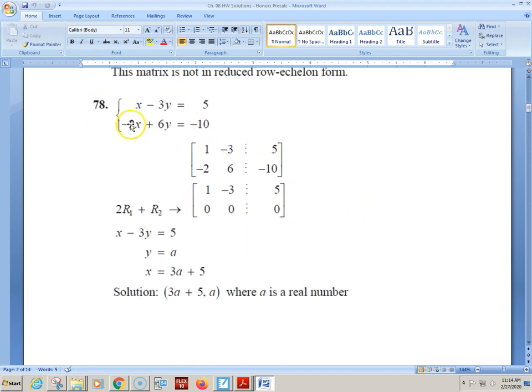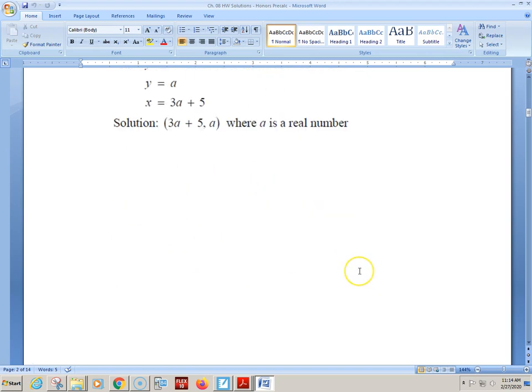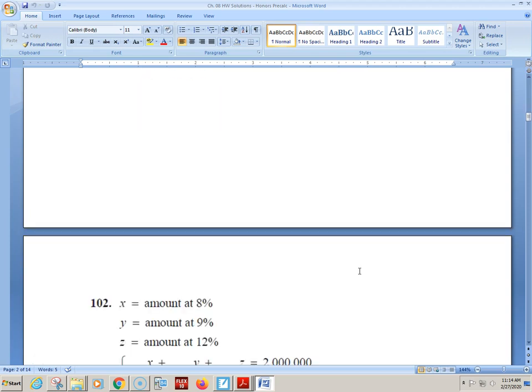Number 78, if you did it with a matrix, you would have solved just like we did yesterday. But is this a false row or a true row? True, 0 equals 0, that's okay. So therefore, there is no z, so we let y equal a. And if y equals a, we plug into the top equation and we solve for x.